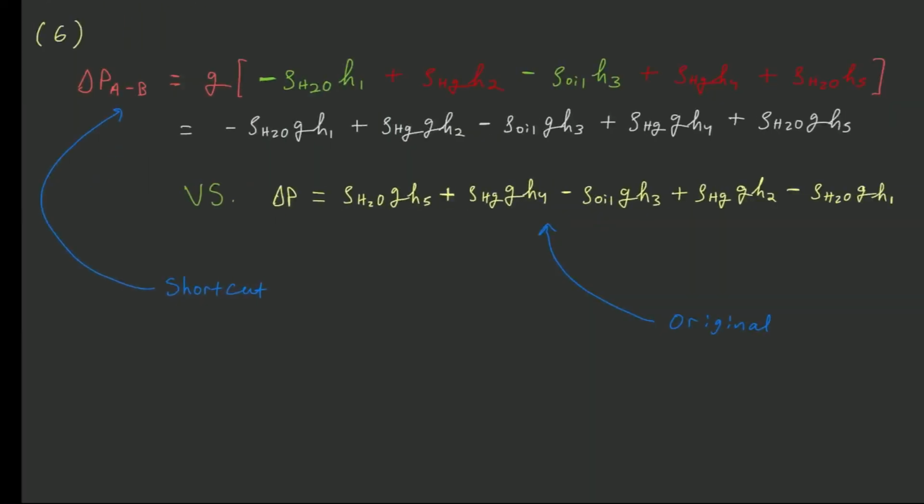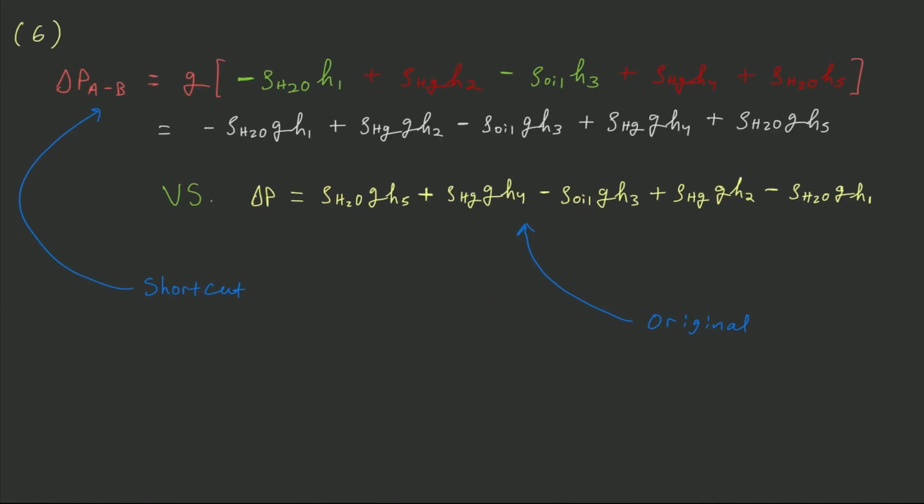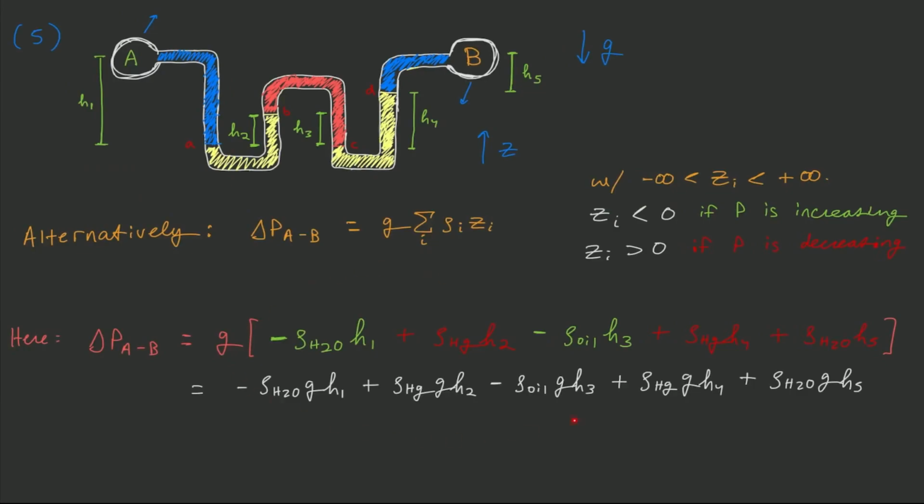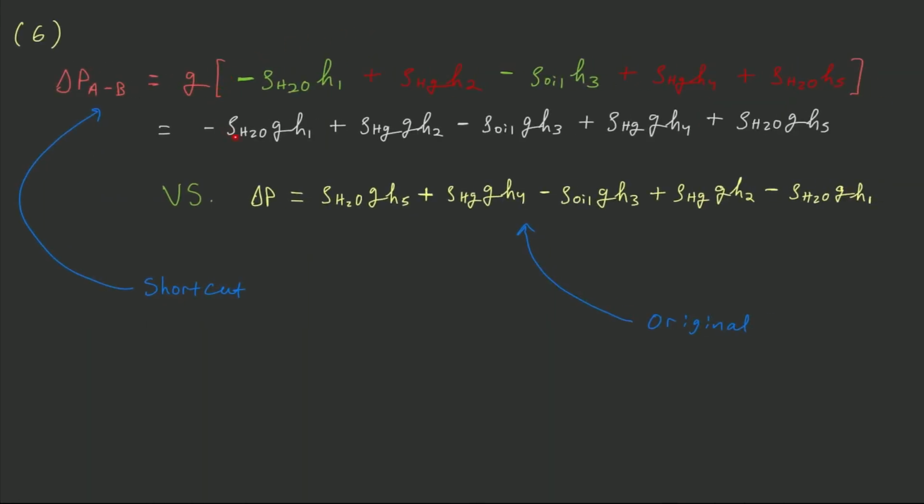Now if you compare this equation, which we get using the shortcut, to the equation that we get by applying the hydrostatic pressure equation manually, which is this equation right here, you'll see that they are exactly the same. These terms are all the same. So whether you use the shortcut or the manual approach, it should give you the same result if they are applied correctly.